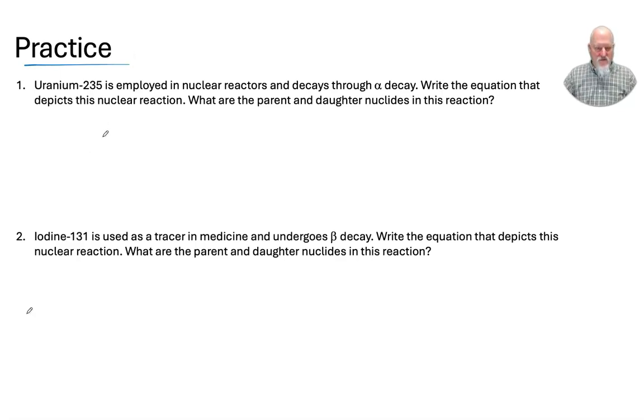So let's do this. So we now have uranium-235, and this is going to go through an alpha decay process. So I'm going to write my parent nuclide is uranium-235, and the atomic number of uranium is 92. I should have remembered that. We just did it. So I'm going to write uranium, 92, 235. I'm going to put my arrow. Okay, so that's my parent nuclide.